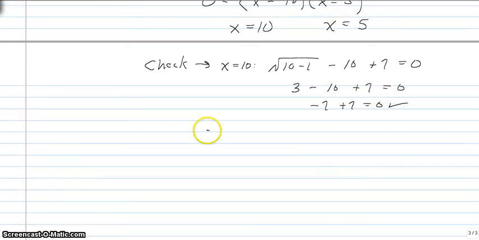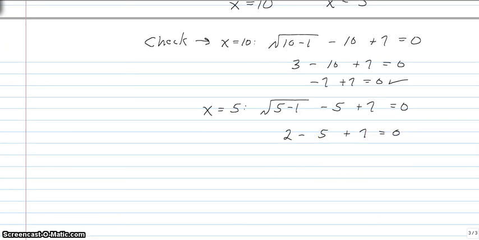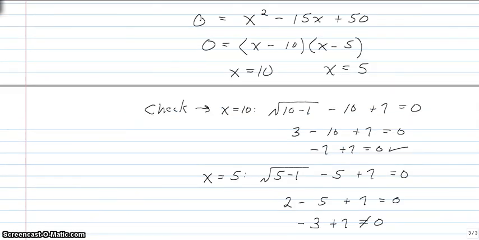And then we also want to check x equals 5. So if I plug 5 in for x, this gives me the square root of 4, which is 2. 2 minus 5 plus 7. It doesn't look like that works because this is negative 3 plus 7, which is not equal to 0. And so we only end up with one intercept. Since x equals 5 doesn't work, the x-intercept would be (10, 0).